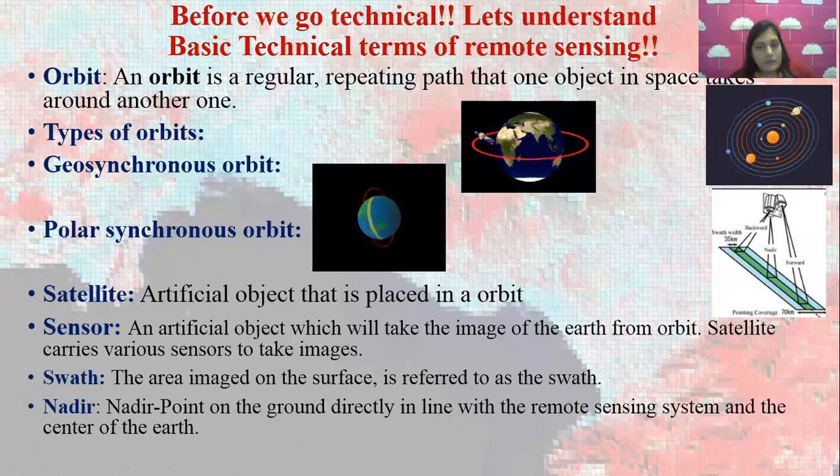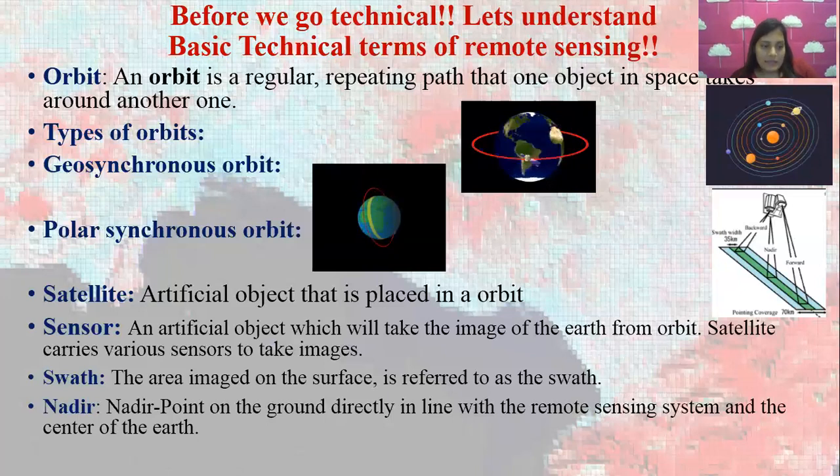Now, many times, even in the figures and pictures, you have seen satellites moving around, and I have many times spoken the word satellite. Now let us understand what a satellite actually is. An artificial object that is placed in orbit is known as a satellite. Yes, a satellite is also one type of platform. Now we will discuss what a platform is.